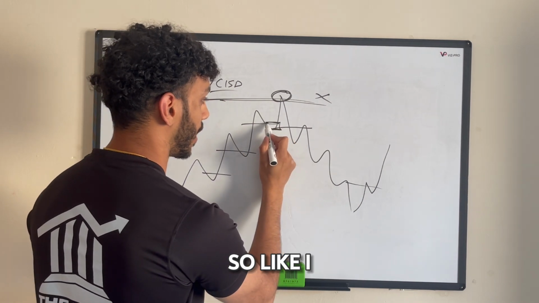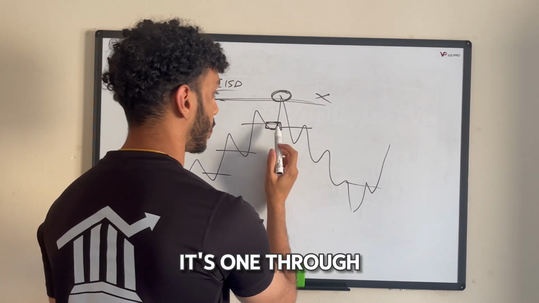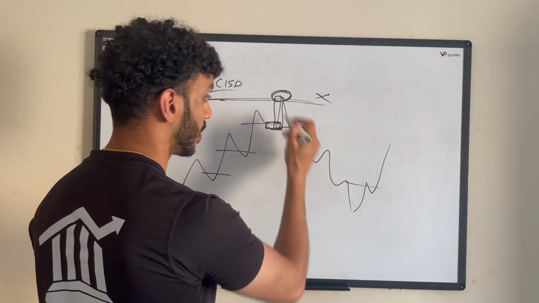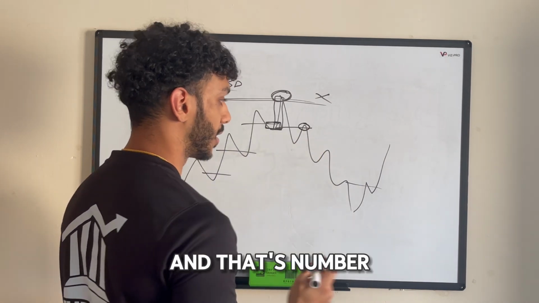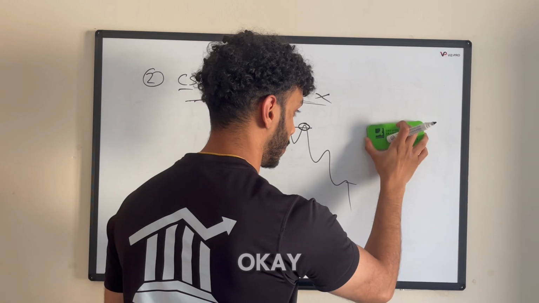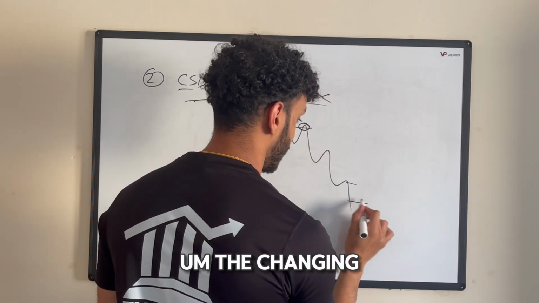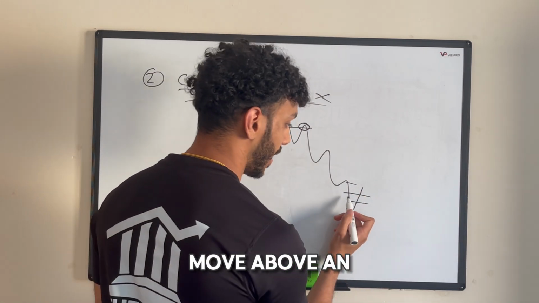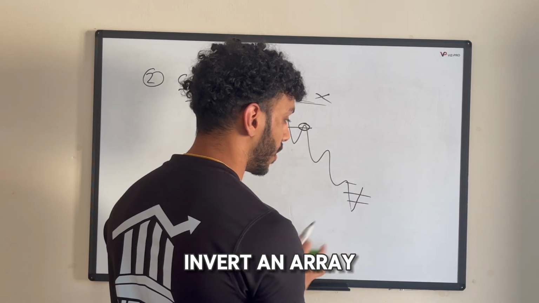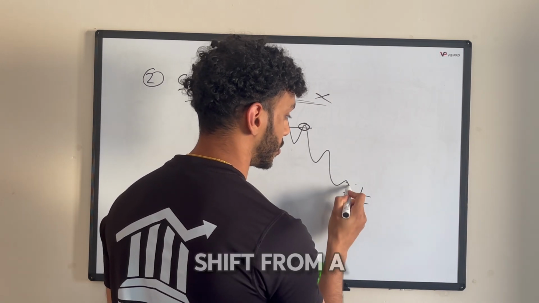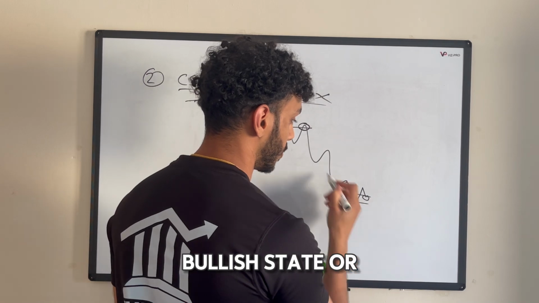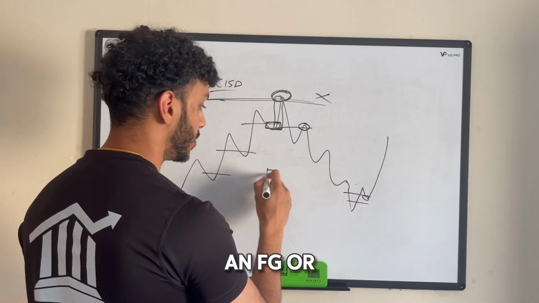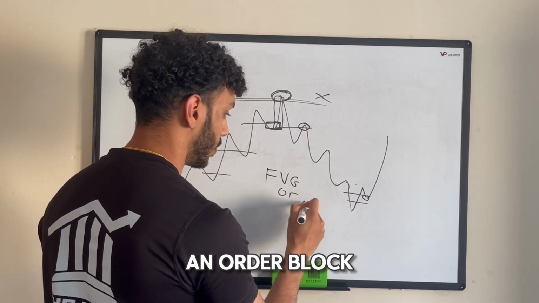Okay, so like I said, typically it's denoted by two ways. It's one, through the formation of a new order block. So like this will be a long bullish candle here. It will get closed through, and then that will get used on the other side. Okay, that's number one. But number two, and this is my lesser favorite change in state, but it can definitely happen when we get a move above an FVG, right, and we start to actually invert an array. That will often show us the shift from a bearish state to a bullish state. So you can have a change in state of delivery via an FVG or an order block.